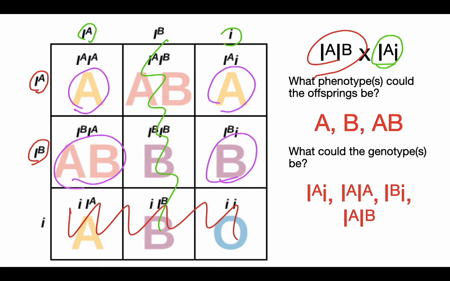What are the genotypes? Could be big I^A, little i. Could be big I^A, big I^A. Big I^A, little i. Big I^B, little i, excuse me. Or big I^A, big I^B. Remember, it doesn't matter what order you put A or B in, as long as they're there, doesn't matter.